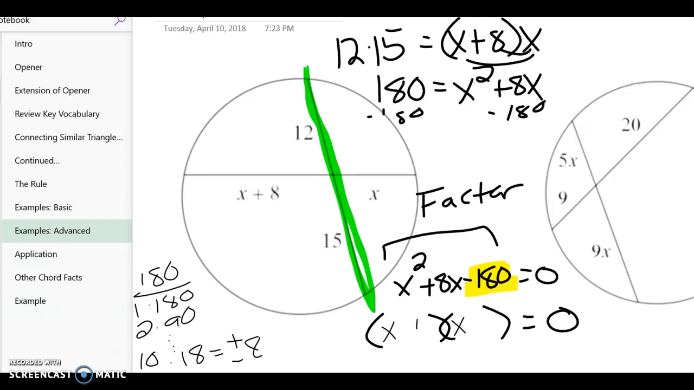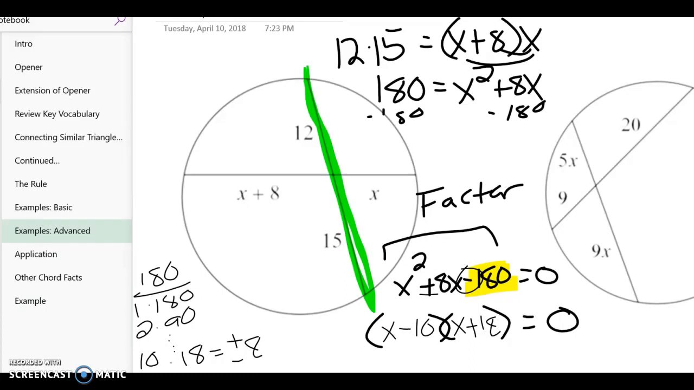I know I have to use 10 and 18. Right here is a negative sign, so that means these two signs in the middle, what goes between x and 10 and what goes between x and 18, have to be opposite signs. That's the only way I can multiply to get a negative. But 8 in the middle is positive, which means that the 18 has to be positive and the 10 has to be negative.